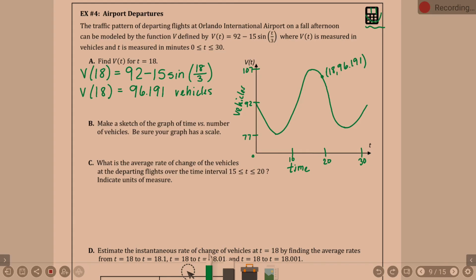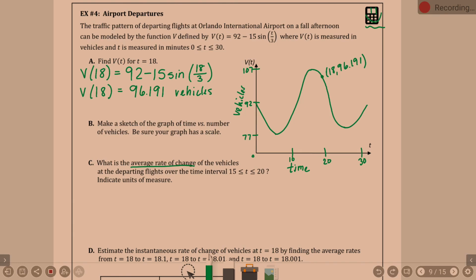How would we do C? What is the average rate of change of the vehicles at the departing flights over the time interval 15 to 20? Indicate units of measure. So it'd be like 20 over 15 on the bottom, and then whatever their y values are at the top. Like 20 minus 15 on the bottom?